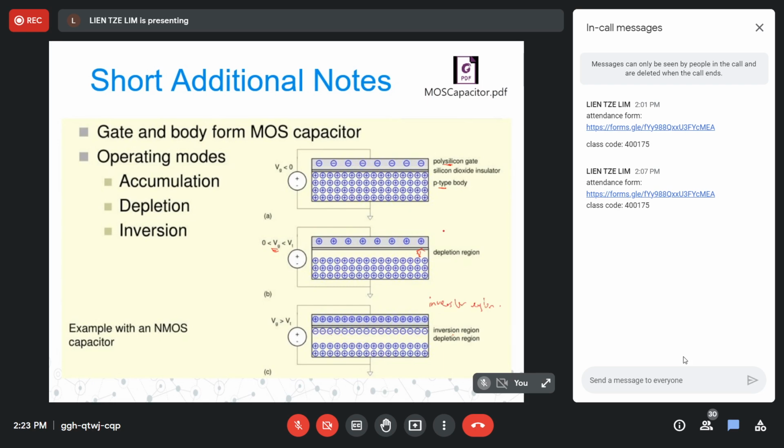The diagram here shows the negative and positive charges and how they cause the different operating modes of the transistor. In the inversion region, there will be current flowing. When there is a channel between the source and drain, current will flow from one terminal to another.